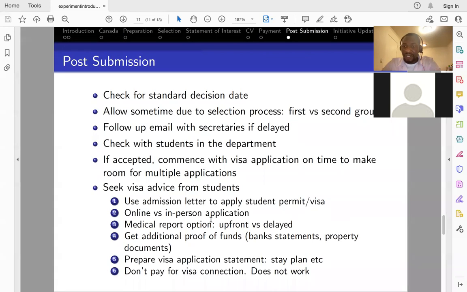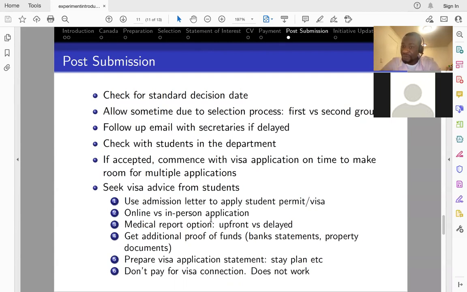But if you rush and you keep asking them, what's my application status? What's my application status? If it's too persistent, then they probably might want to say no. So just be a bit more flexible on that.